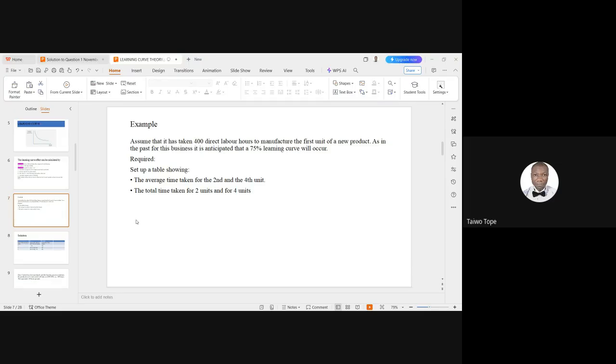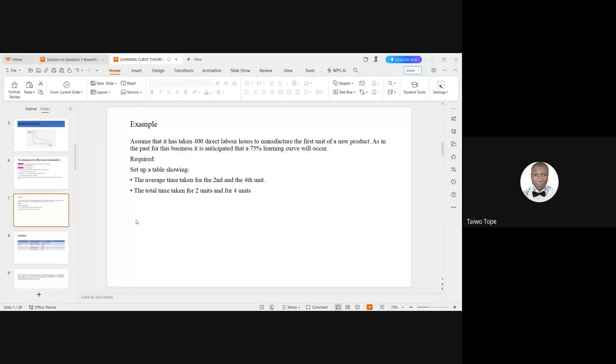The example reads that assume that it has taken 400 direct labor hours to manufacture the first unit of a new product. It takes 400 direct labor hours. As in the past for this business, it is anticipated that a 75% learning curve will occur.